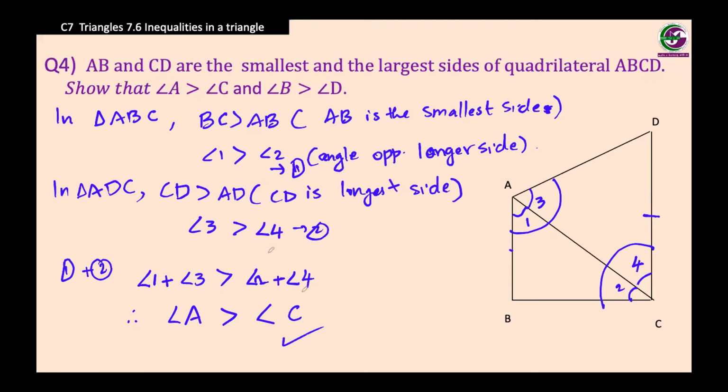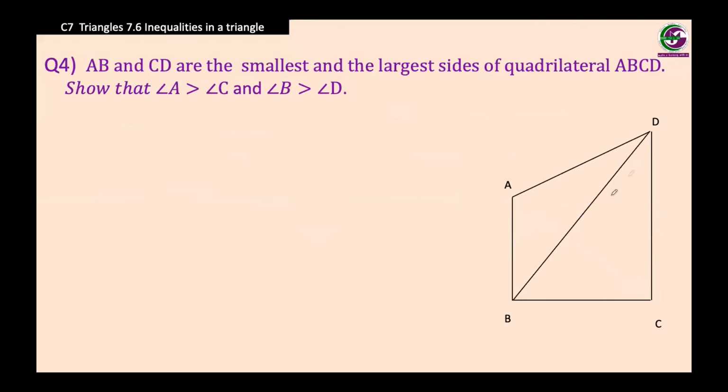That's the first proof. Next, we have to prove that angle B is greater than angle D. So similarly, we will construct a line from B to D, join B to D so that we get the triangle ABD. In triangle ABD, AB is the smallest side because this is the smallest of all, so AD is greater than AB.